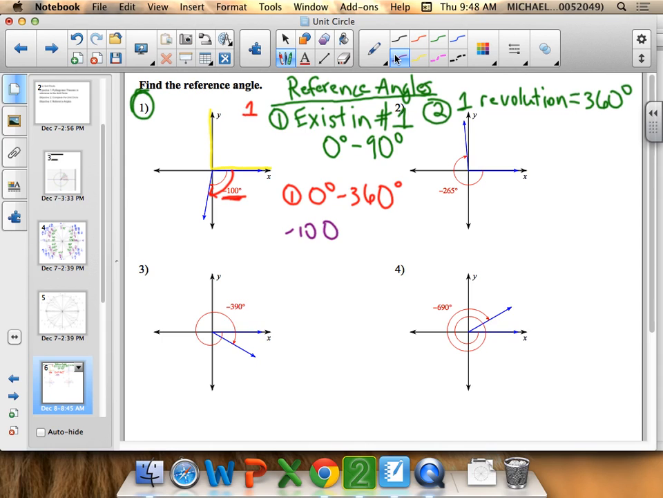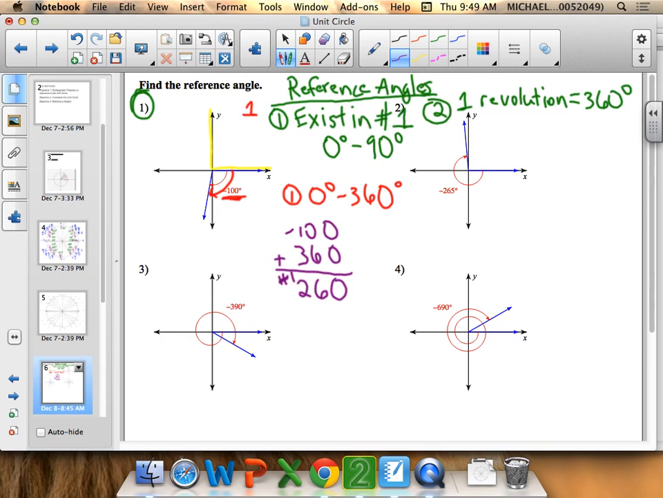So that means if it's negative, I need to add revolutions to it until it exists between 0 and 360. If you look at, again, number 4, -690, chances are I'm going to have to add 360 at least 2 times to that. In this case, though, for -100, if I put a 360 below it and add it, that's going to give me 260. So that is my first step. Step number 1. Being able to bring the given angle into the range of 0 to 360 on the unit circle. That's my first step.